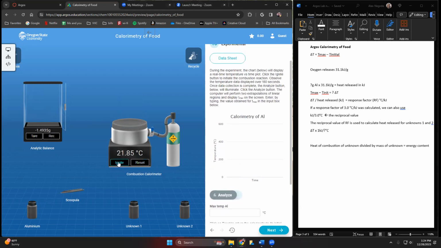Now that we're ready, we're going to ignite this to combust that aluminum. The combustion reaction will go, and you'll start seeing, there it is. It starts graphing this. I'm going to pause the video and resume it once this reaction takes place, but it is going to go for 180 seconds.